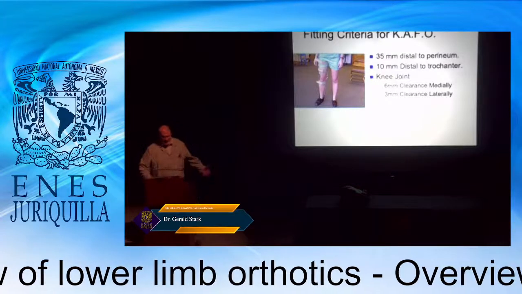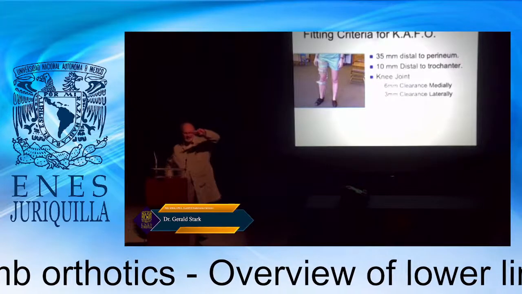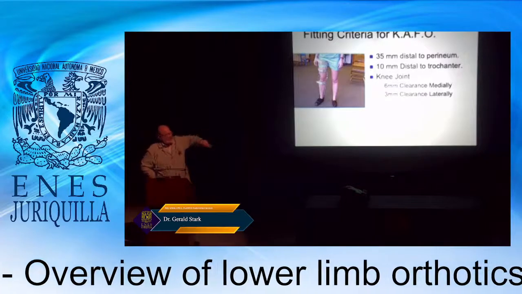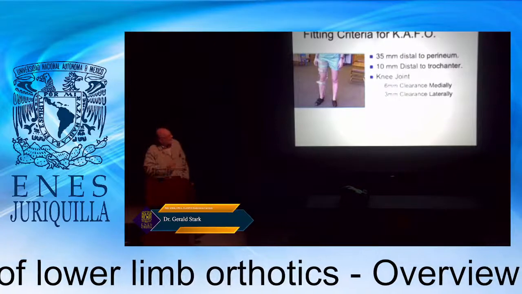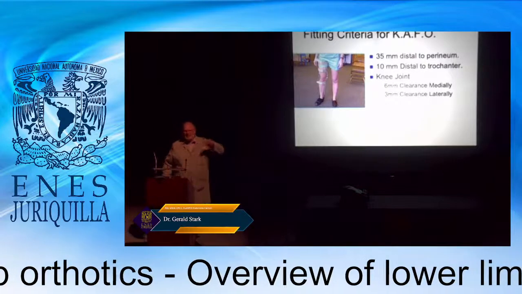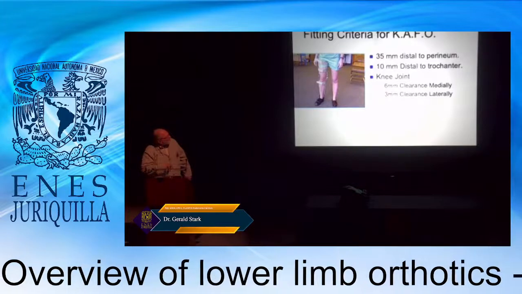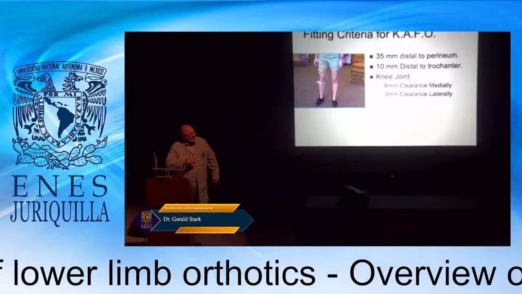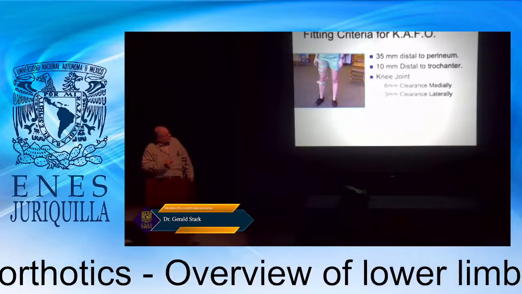So the fitting criteria for a KFO: you want to be within 35 millimeters of the perineum, or in this case, 2 fingers. If I measure my fingers, that's at least 35 millimeters, but you do want to have it as high as possible. I have noticed a number of orthotists fitting quite a bit lower because they're afraid to go very high, but you have to make an arrangement with the patient, because in terms of engineering and physics, we want to have the endpoint as high as we can, and then the lateral side at or around the trochanter within 10 millimeters. And the knee joint should be 6 millimeters clearance medially and 3 laterally.